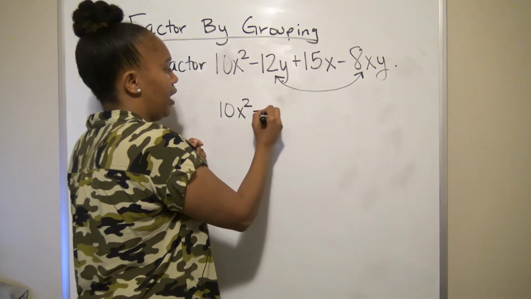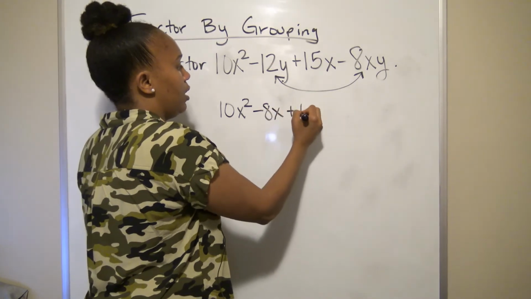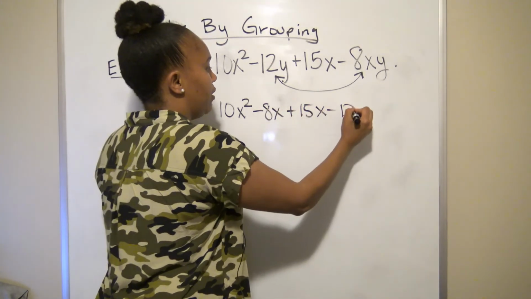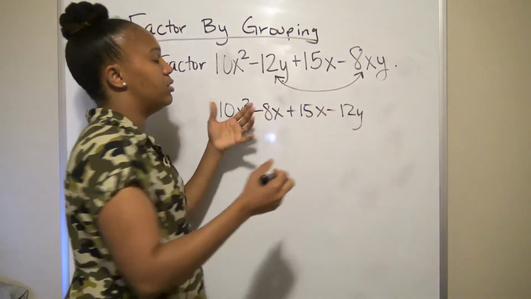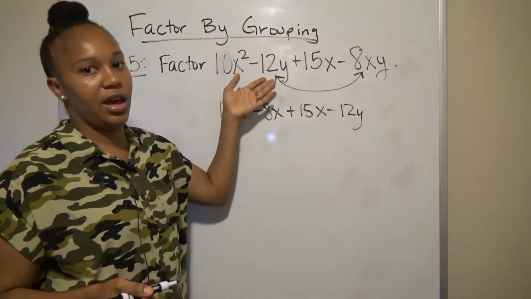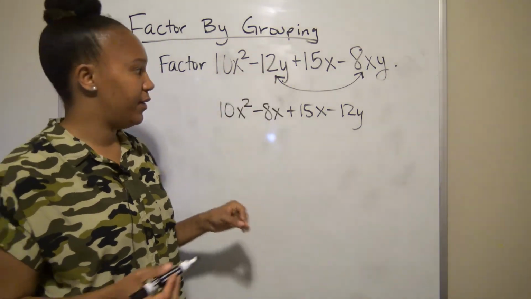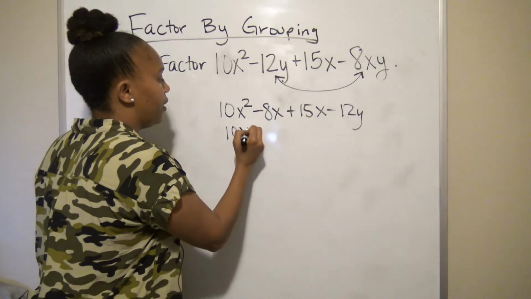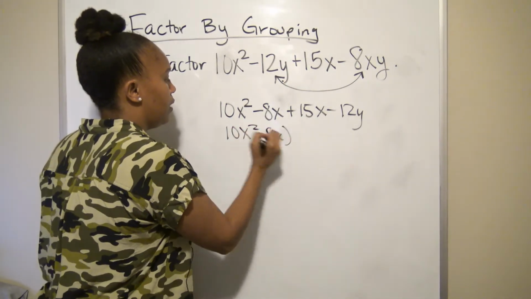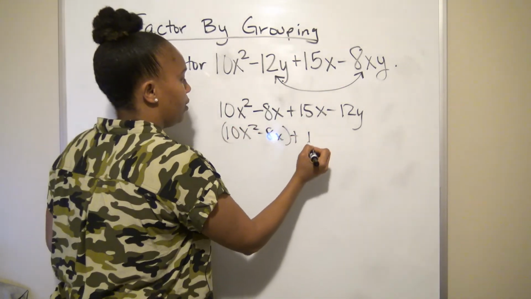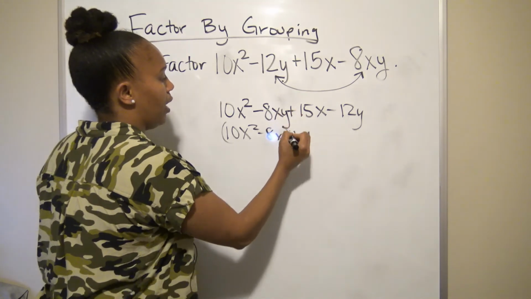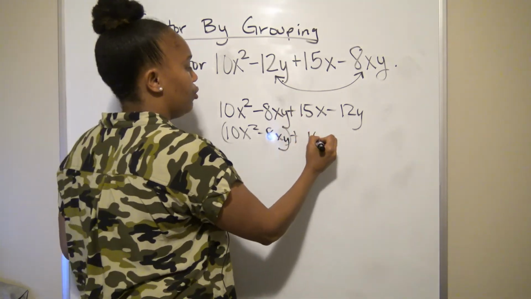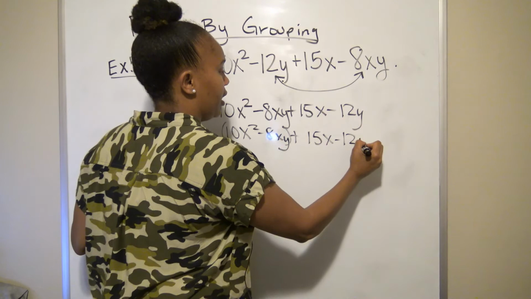So I'm going to move the 8xy here, and I'm going to put the 12y here. So all I did was switch these two terms. This is still equivalent to that expression. I just wrote it differently. So now I'm going to group the first two terms together. And I'm going to group, oh, this is supposed to have a y in it. I'm going to group the last two terms together.